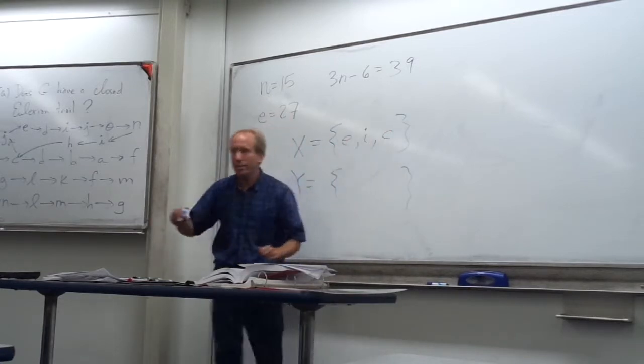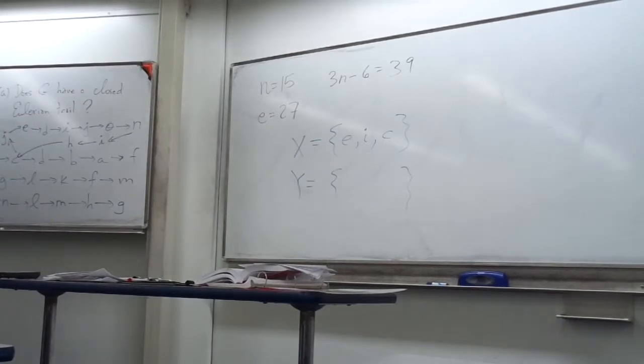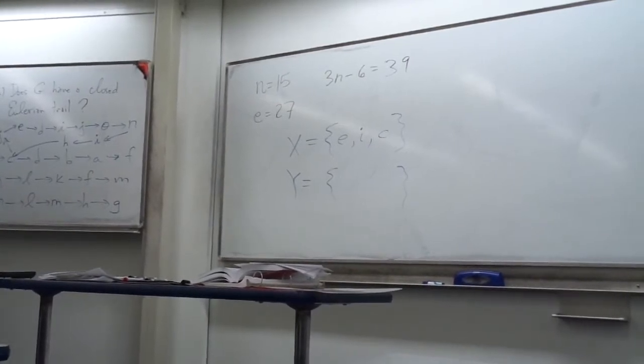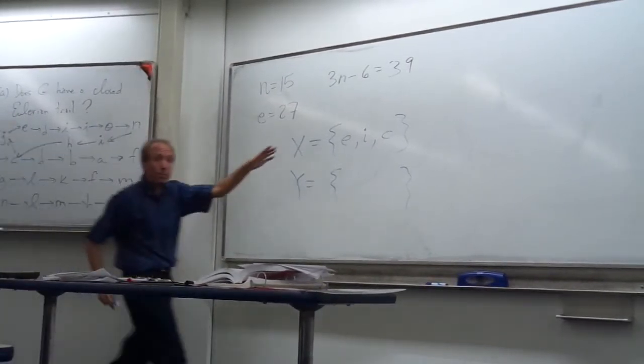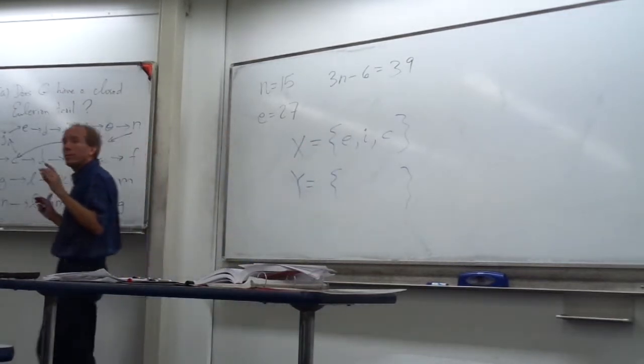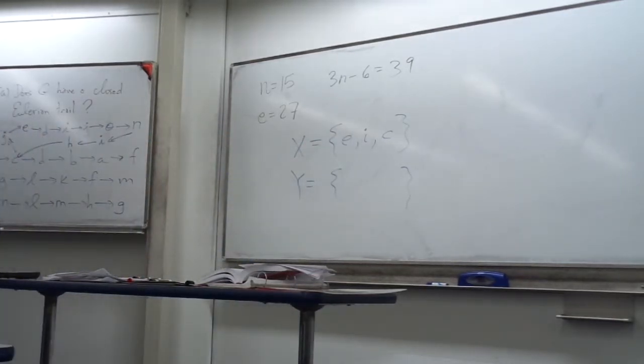I want everybody to look at this. Okay. E, I, C. Guys, look at this right here. Are any of those 3 vertices connected to each other? No, so they can be in one of my camps. Now, Joseph already knows the answer, but he's not going to tell.